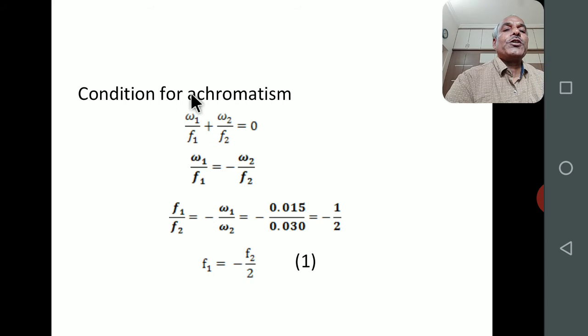We know the condition for achromatism, that is omega 1 by F1 plus omega 2 by F2 is equal to 0, or we can write this as F1 by F2 is equal to minus omega 1 by omega 2. Now substitute for omega 1 and omega 2 and simplify, you will get F1 by F2 is equal to minus 1 by 2. And again you cross multiply, you will get F1 is equal to minus F2 by 2. Let us call this equation number 1.